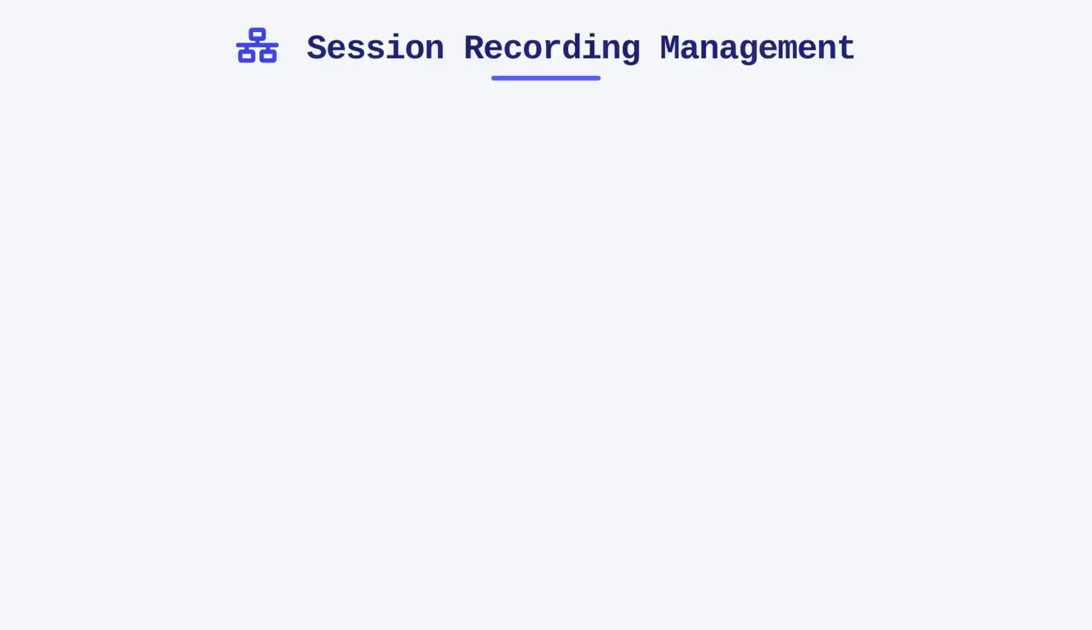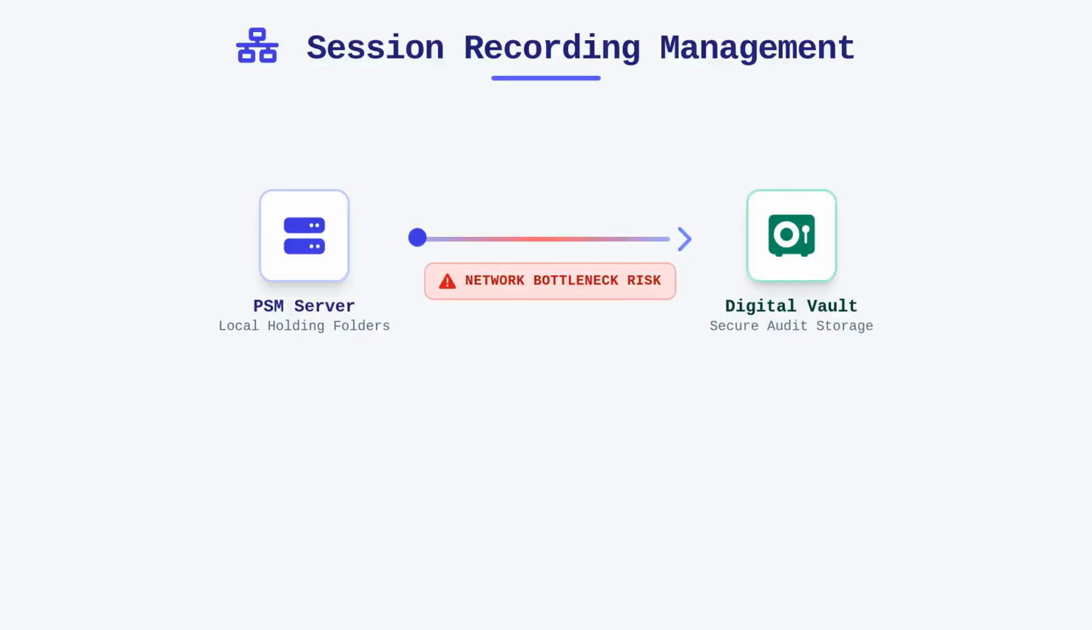Effective management of session records also involves monitoring the bandwidth utilized during the upload from the PSM server to the vault. During periods of high activity, the network path between the PSM and the vault can become a bottleneck if the accumulated recording files are not offloaded in a timely and efficient manner.